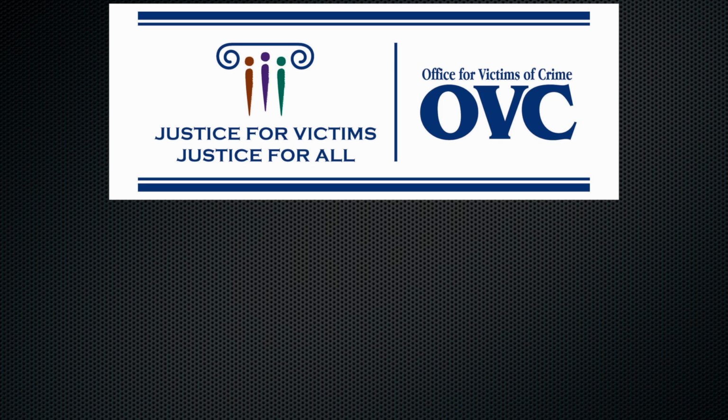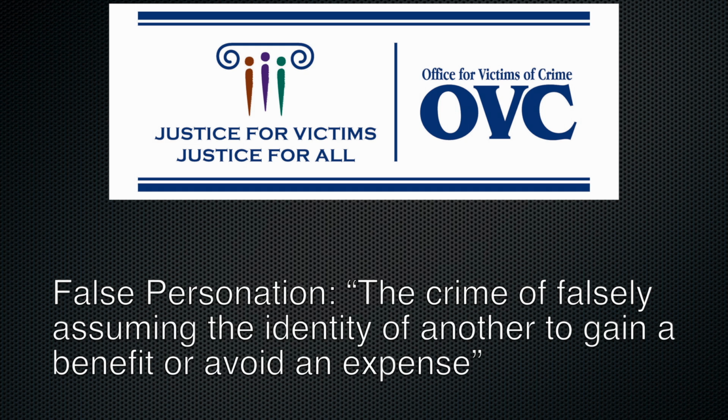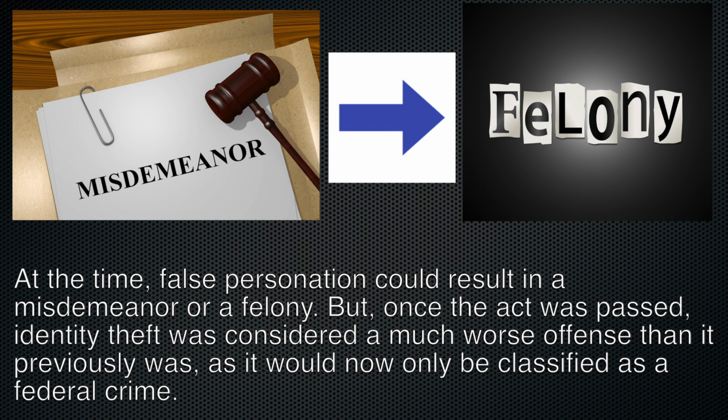Next, we are going to discuss what identity theft laws exist and how those laws have changed over time. According to the Office for Victims of Crime, prior to the implementation of the Identity Theft and Assumption Deterrence Act of 1998, identity theft was classified as false personation, which is the crime of falsely assuming the identity of another to gain a benefit or avoid an expense.